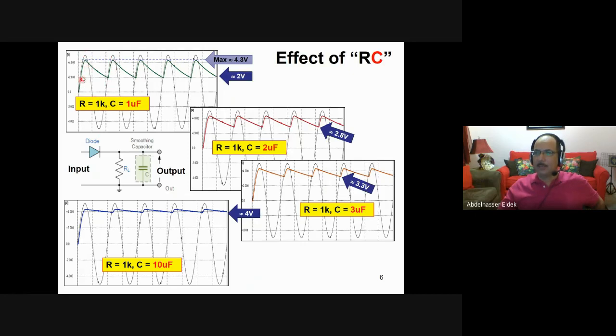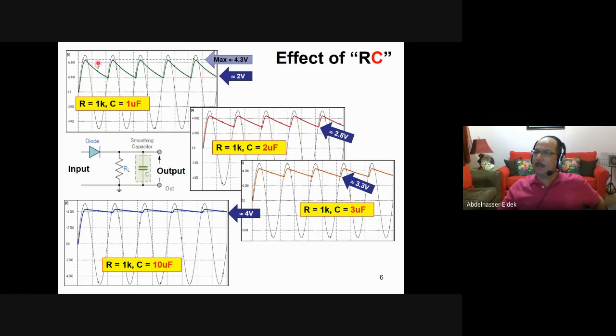And the output signal is this output signal here using B2 Spice. Here the resistance is 1 kilo ohm, and the capacitance is sometimes 1 microfarad, then I change it to 2, then 3, then 10. Of course, in this case you are increasing the time constant, because the time constant is RC. So let's see what happened.